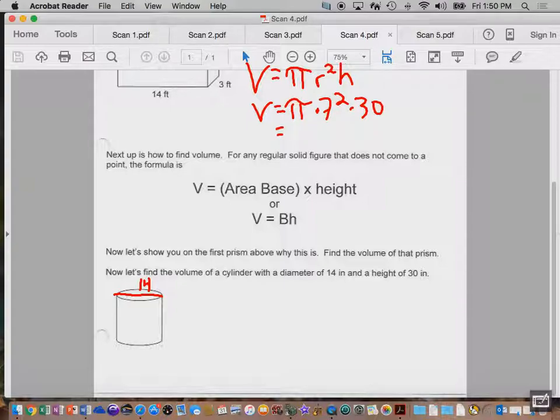So everybody do that. Use your calculators now, right? You want to do pi times 7 squared, which is 49, times 30, and let's see what you get.